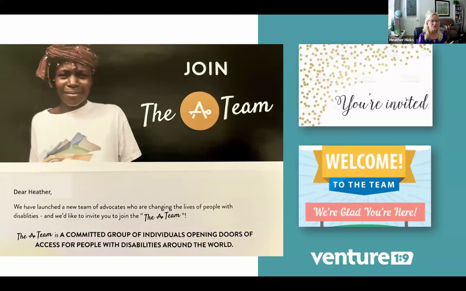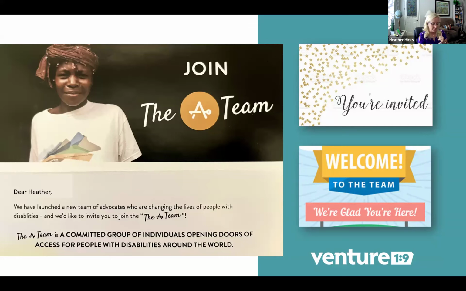So it's not just a mystery, it's a committed group of people opening doors of access for people with disabilities around the world. So the messaging is clear. If I have a concern about people with disabilities, this is definitely a group that I'd want to be a part of. They're the ones that sent me.